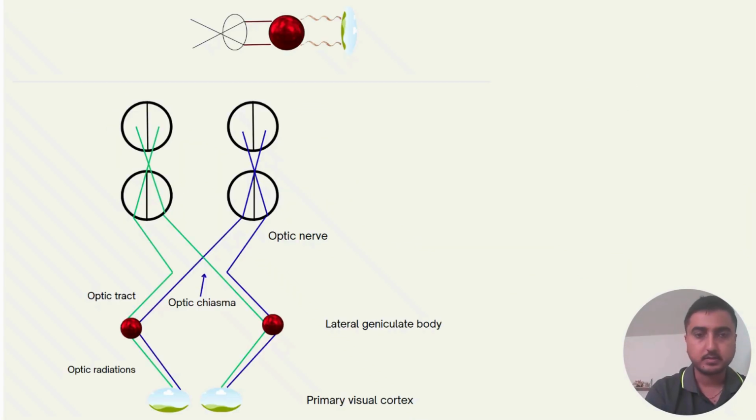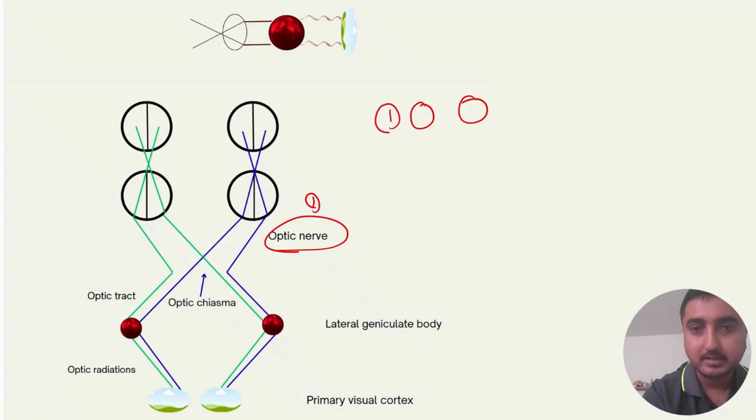Now let's discuss the different sites of lesion in the visual pathway. First, the optic nerve. If there is a lesion in the optic nerve, you'd have complete blindness in one of the eyes, because the optic nerve is carrying the fibers from the medial as well as the lateral retina. So number one is the optic nerve involvement. Since the right eye is involved, you'd have complete blindness in the right eye.